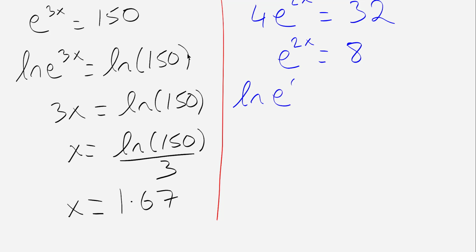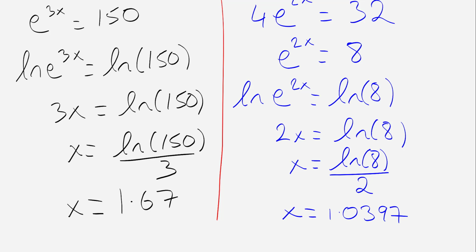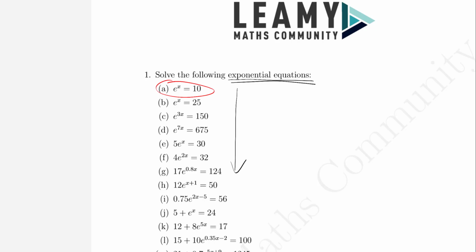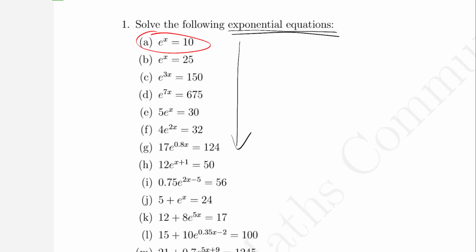So the ln of e to the power of 2x is equal to the ln of 8. We know that the ln of e to the power of 2x is simply 2x, which is equal to the ln of 8. So therefore, x is equal to the ln of 8 divided by 2. And put that into your calculator, and we'll get x is 1.0397 if we go to 4 decimal places. So that is how we solve exponential equations. And as I've already said, solving exponential equations is an important skill in working with exponential functions.